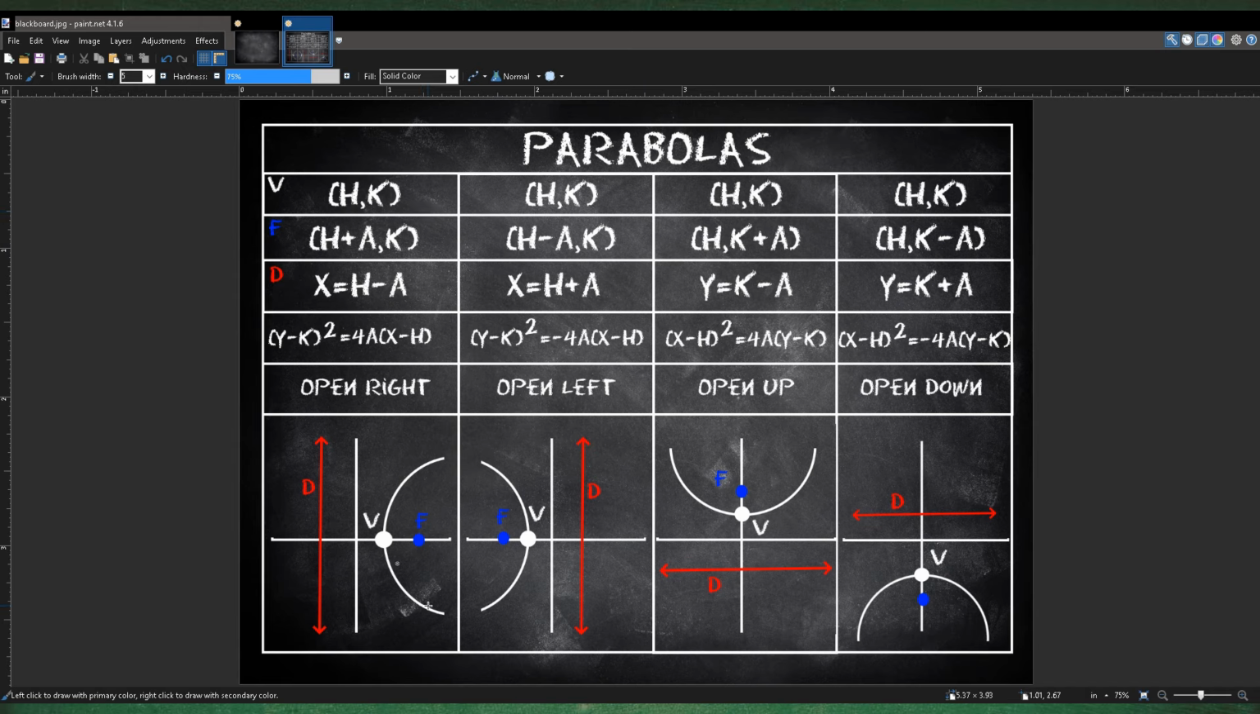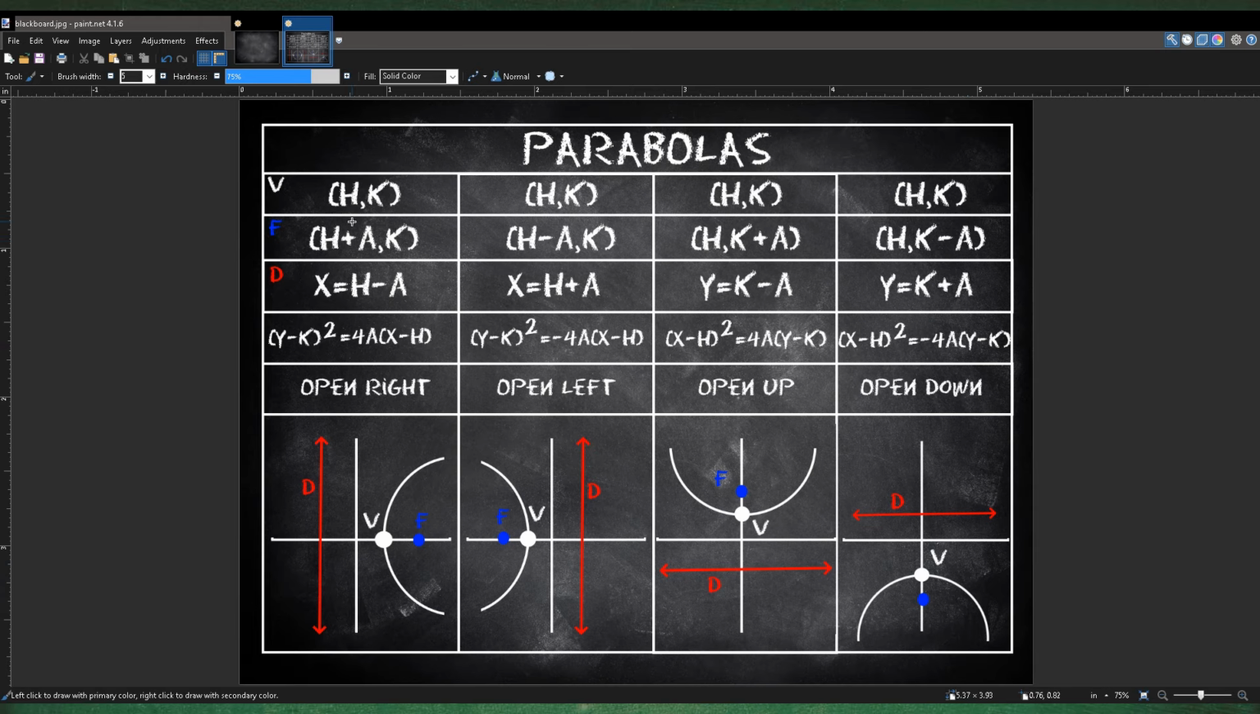So if it's opening to the right, you're going to add it to the x coordinate. If it's opening to the left, you're going to subtract it from the x coordinate. If it's opening up, you add it to the y coordinate, and if it's concave down, you subtract it from the y coordinate. So the directrix is basically on the opposite side. Whatever the focus has as plus a, the directrix will be minus a.